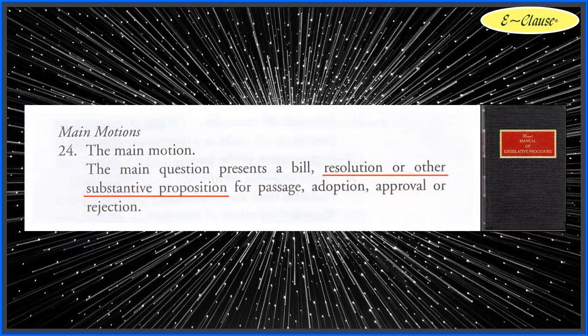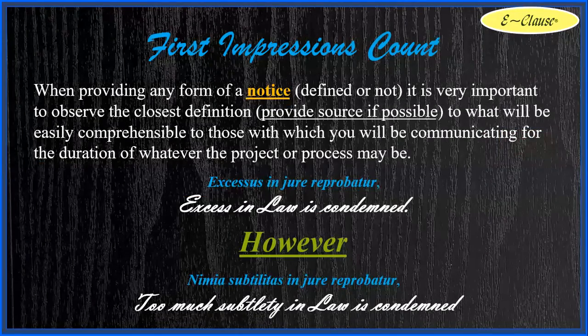What's the main motion? Number 24 out of the Mason's Manual. The main motion is the main question that presents a bill, resolution, or other substantive proposition for passage, adoption, approval, or rejection. There it is. So if you are just going in there to pay a bill, you enter that in under a motion 24. They already know what they're supposed to do with that stuff. If they don't, hand them a book.